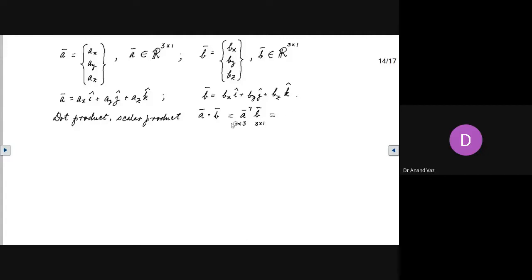So you can also write this as B transpose A. Okay. So it's the same thing. It's a scalar. Now, what about the cross product? So this was for the dot product. We know that this is actually a scalar.